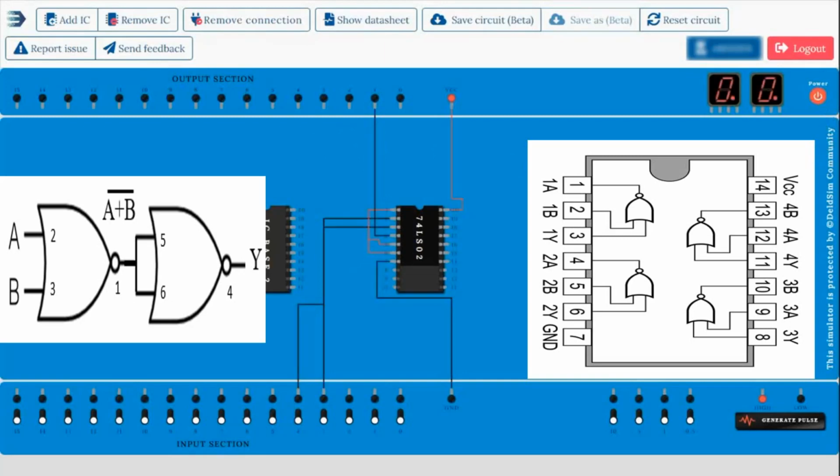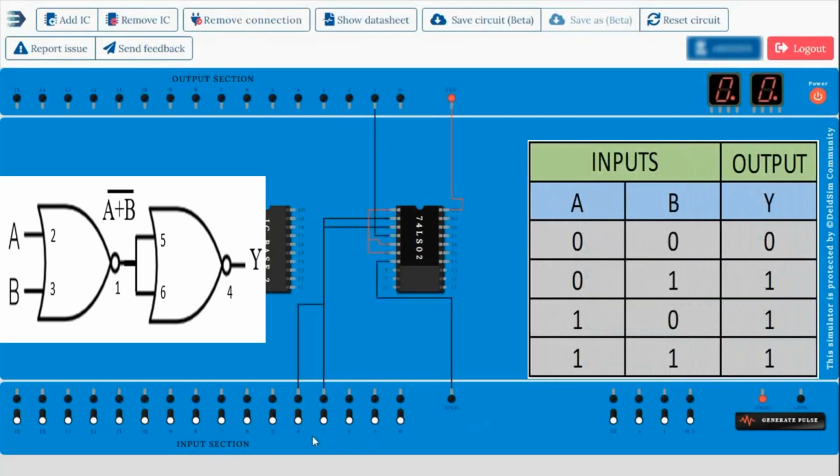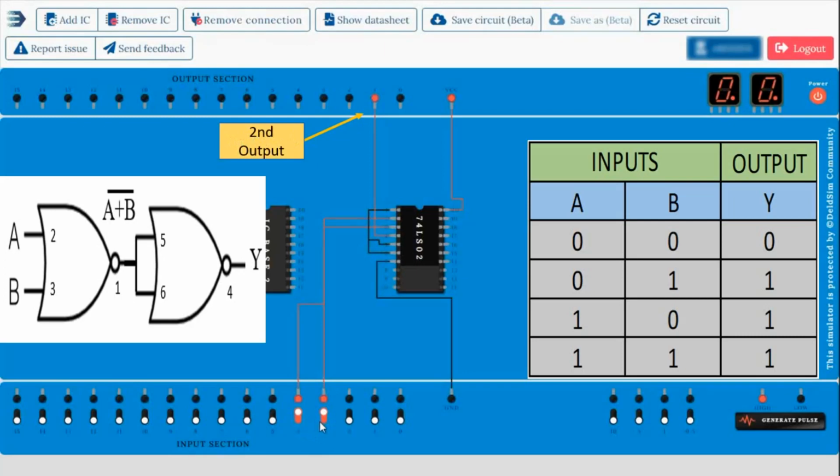Now power on the simulator and we have to verify the truth table of OR gate. First case, both the inputs 0. Output is 0. Second case, A is 0, B is 1. Output is 1. Third case, A is 1, B is 0. Output is 1. And in the last case, both the inputs 1. Output is also 1. So the truth table of OR gate is verified.